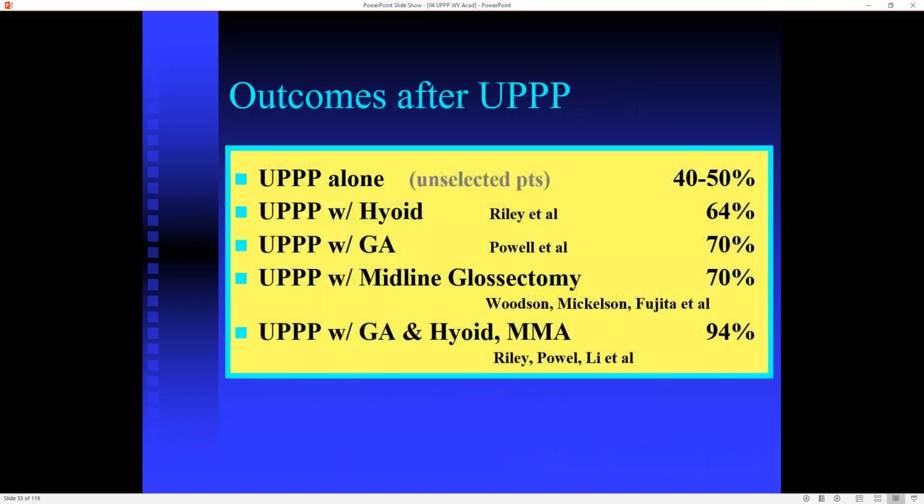So what a lot of folks did, especially out at Stanford in California, they looked at improving the 50% success rate of standalone UPPP. So Riley and Powell combined it with a hyoid suspension or genioglossus advancement, or even with midline glossectomy, and they improved it to about 70%. When they did it with a maxillomandibular advancement, it was in the upper 90s.